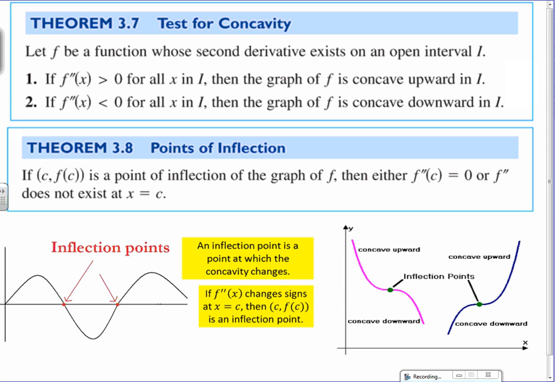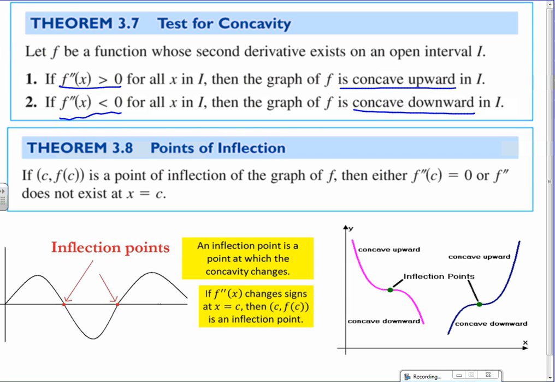Test for concavity. Let f be a function whose second derivative exists on the open interval. Then if f double prime, the second derivative, is greater than 0 for all x in the interval, the graph will be concave up. We've been talking about this. F double prime less than 0, the graph will be concave down.